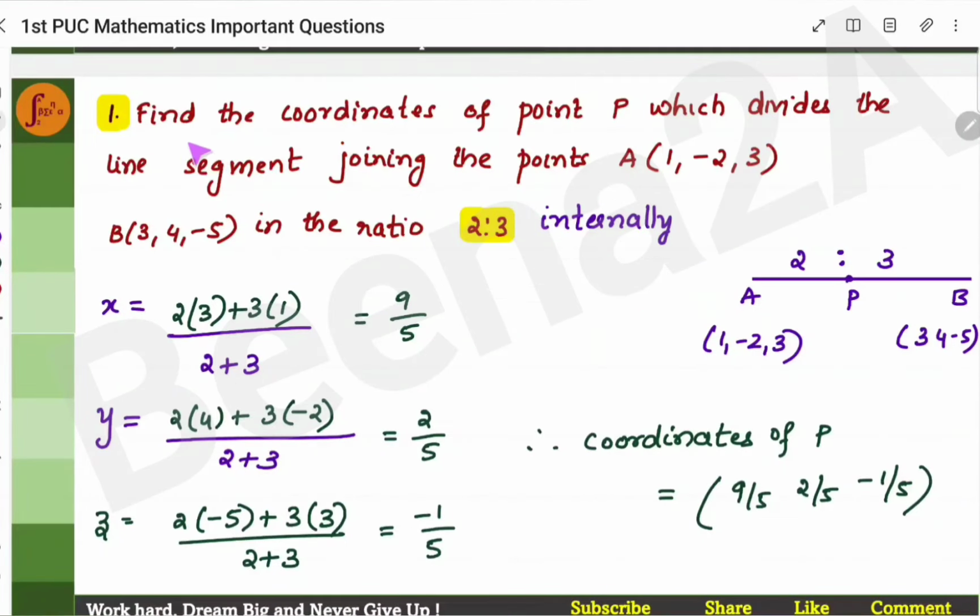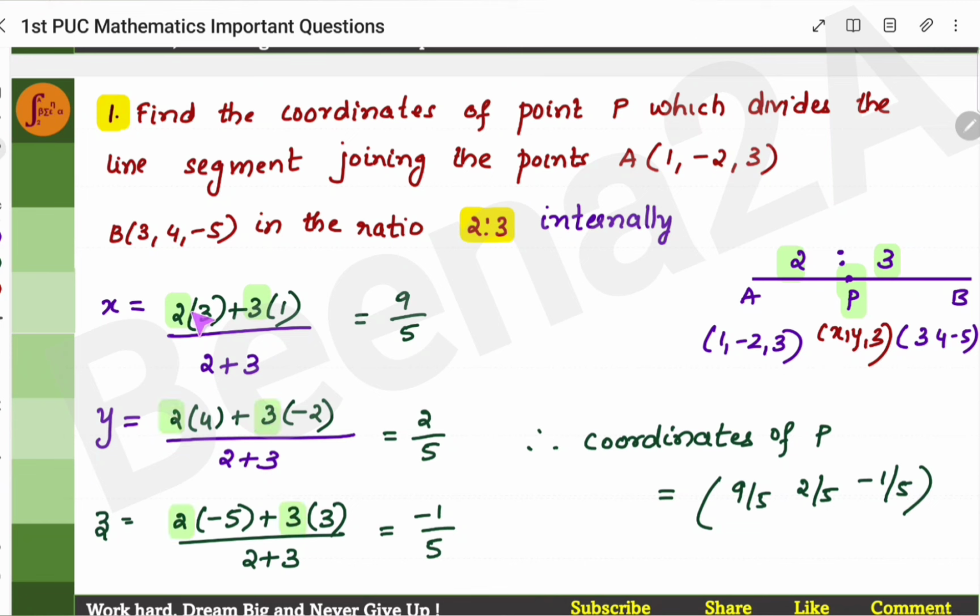So I've taken the first example here. Find the coordinates of point P, which divides the line segment joining the points A and B in the ratio 2:3. Just try to solve this, okay? So now you need to find the coordinates of this point. Assume that it is X, Y, and Z. You want to find the coordinates. So what you will do, you will first take the ratio. 2 and 3. For all X and Y and Z, you will take 2 and 3.